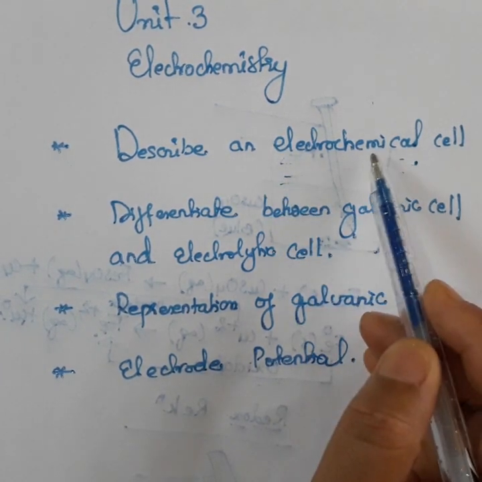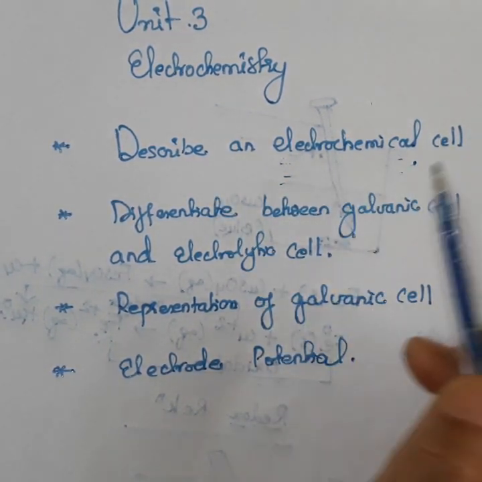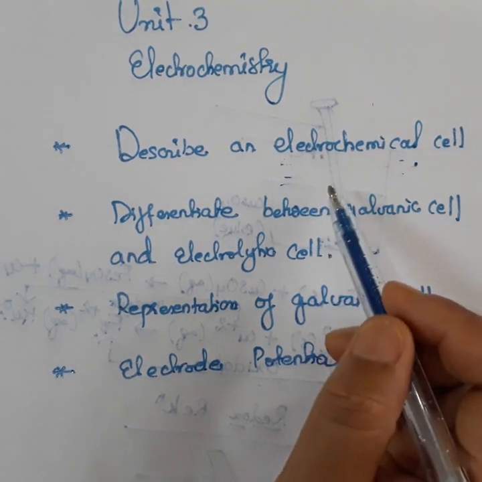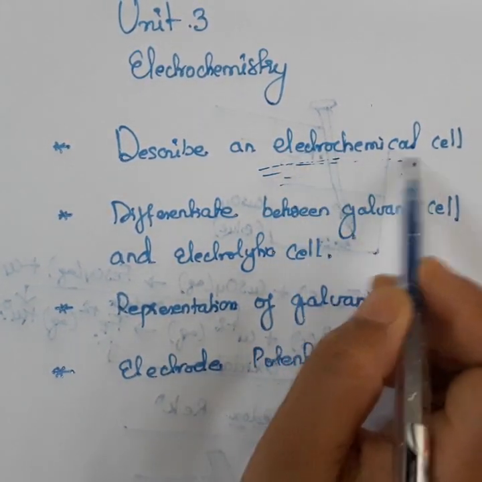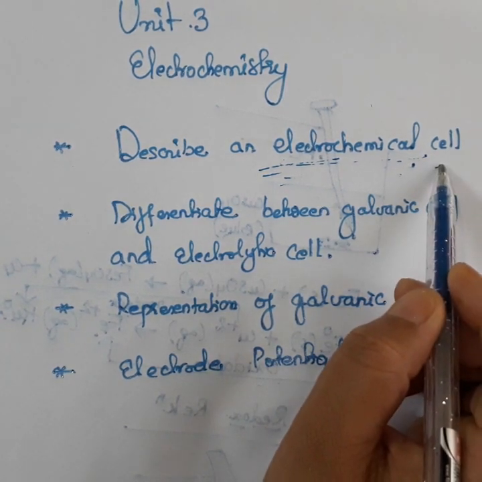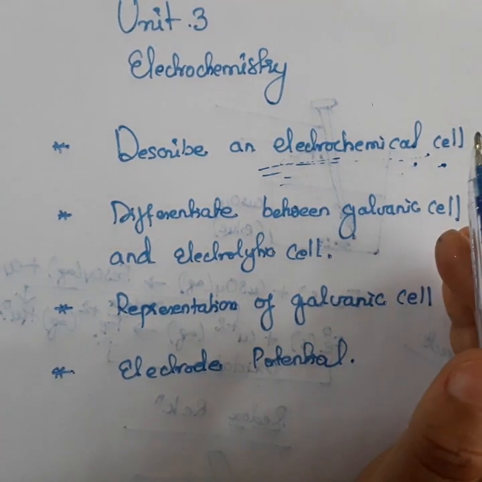Now the device which converts chemical energy from redox reaction into electrical energy is what is called an electrochemical cell. Now what is a redox reaction?